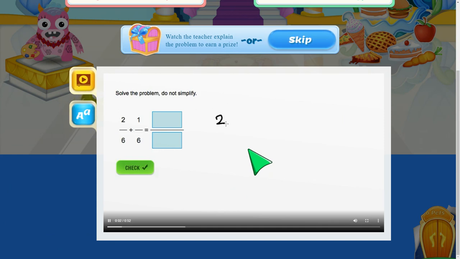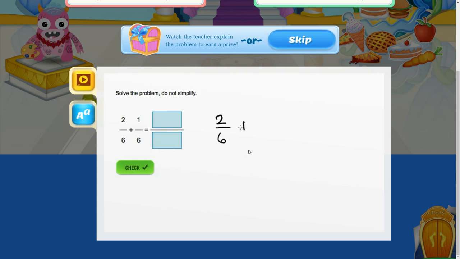We want to know what 2/6 plus 1/6 is. So when we're adding fractions, there are three steps. The first step is to make sure that the denominators are equal. So since both fractions have a denominator of 6, we can see that the denominators are equal since they both equal 6. So now we can move on to the second step.